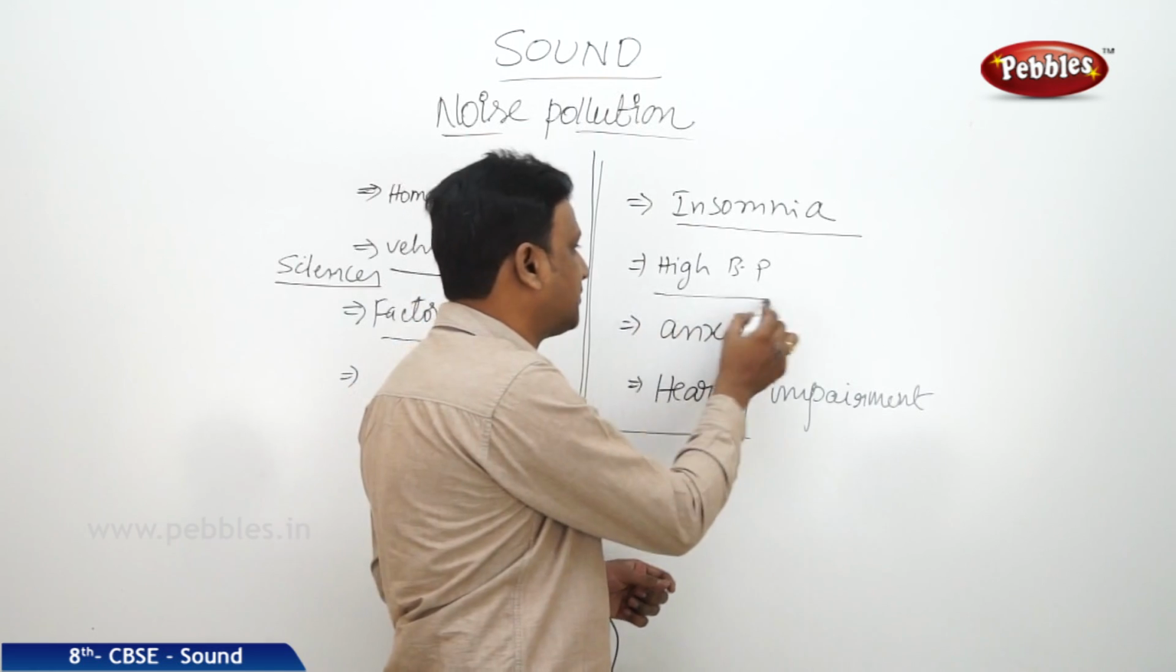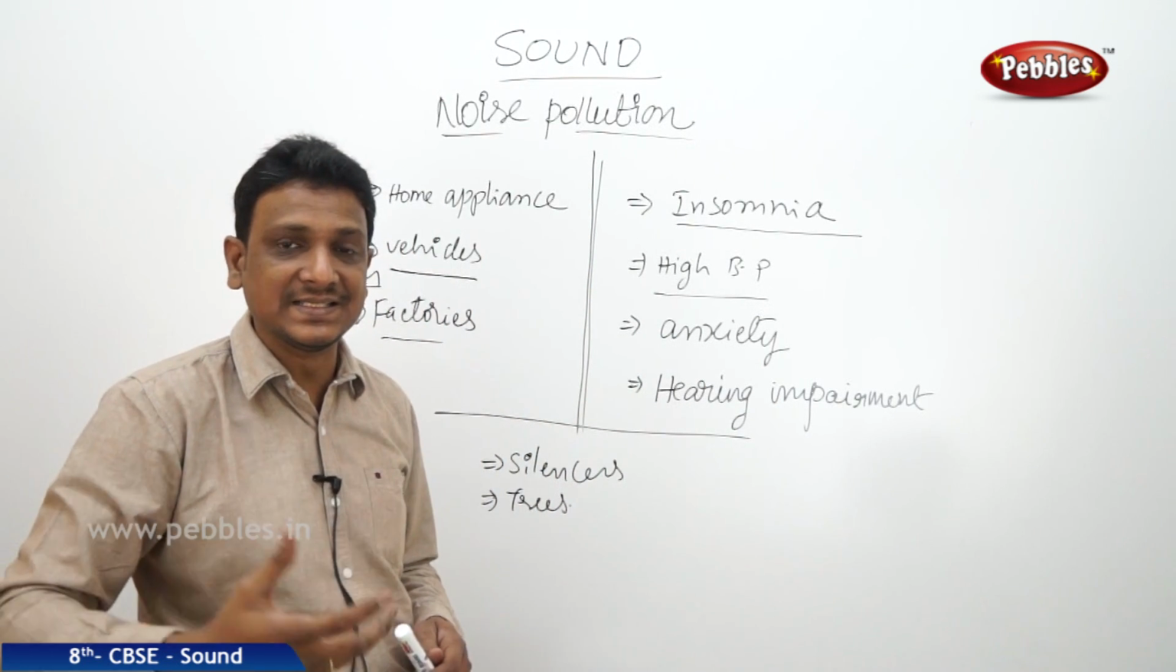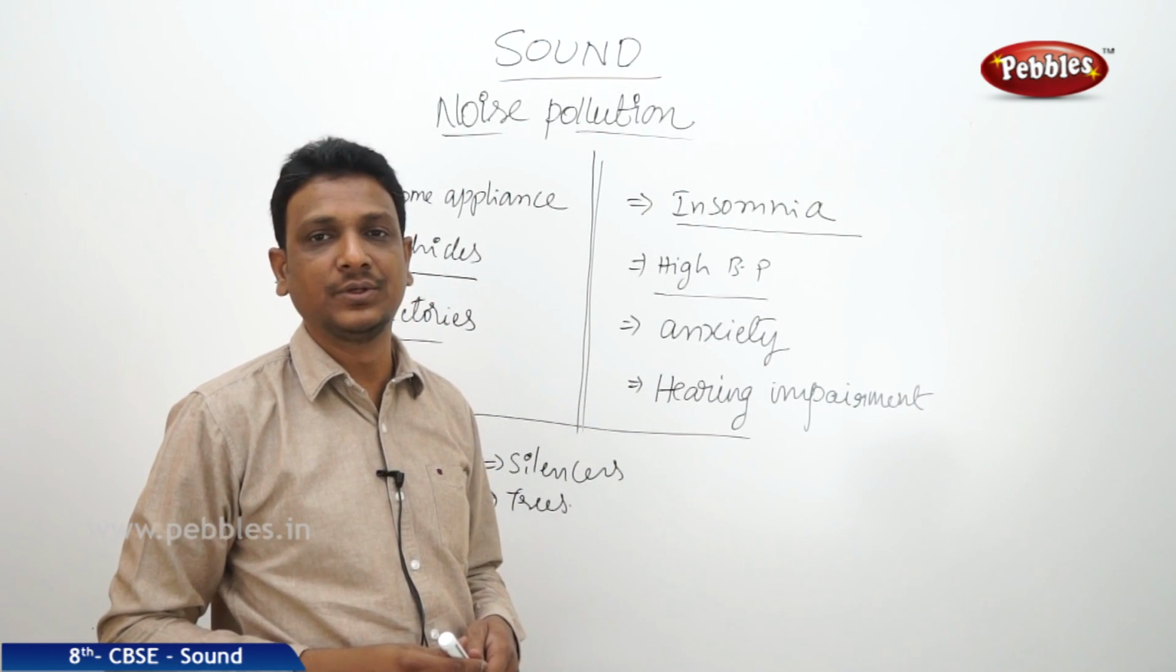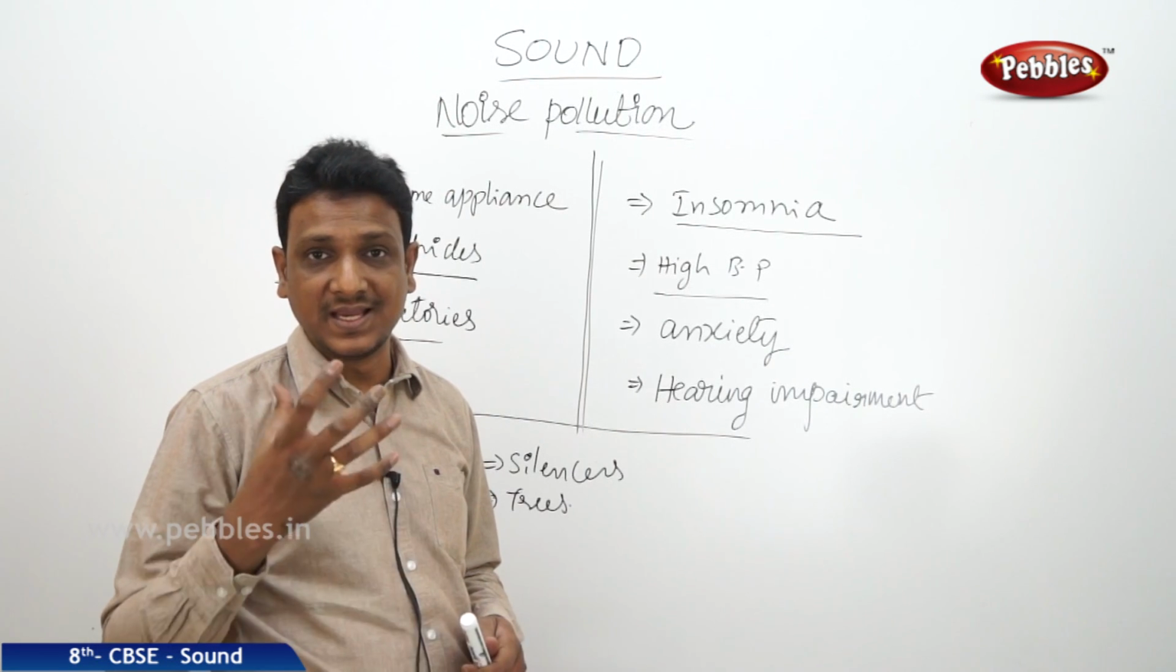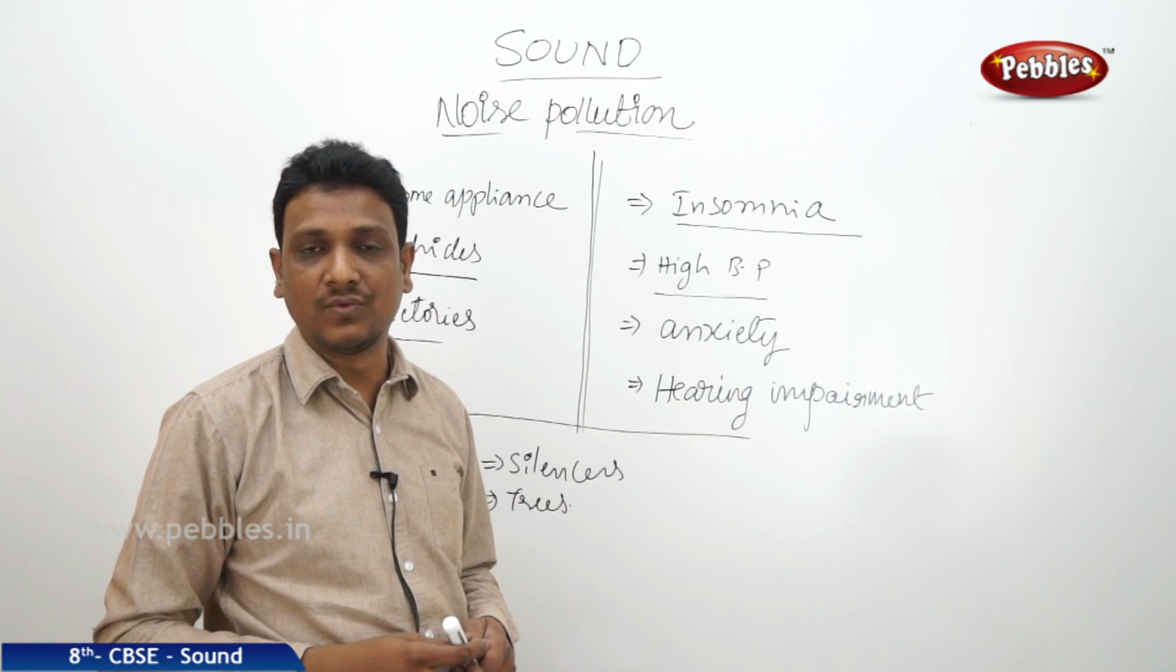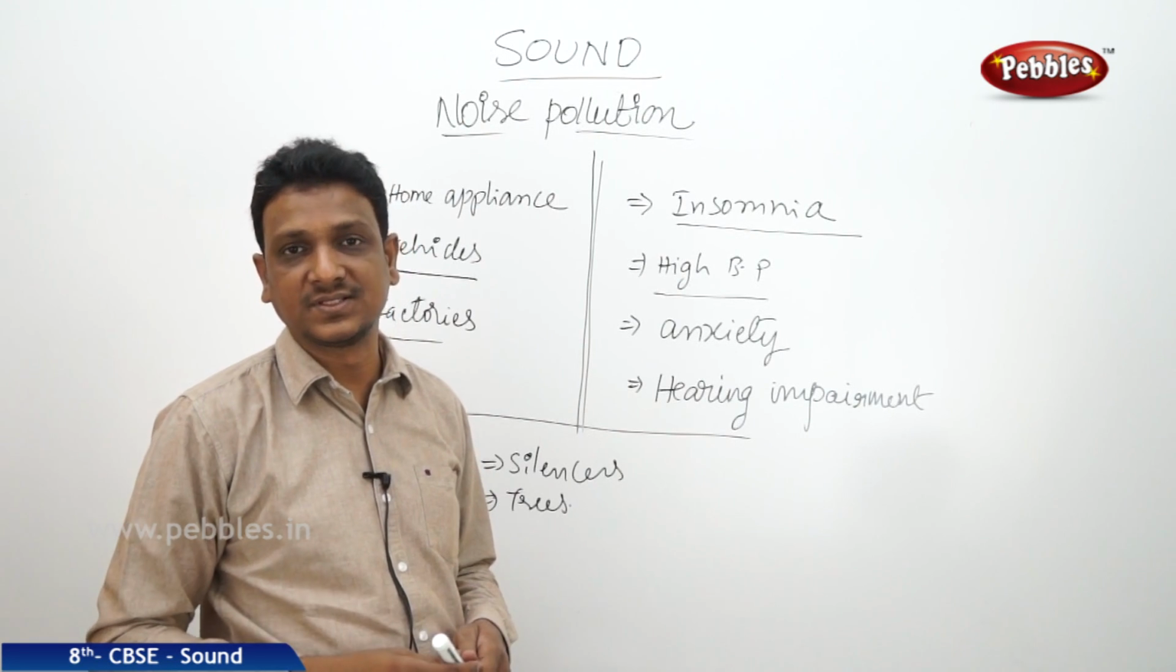Second thing, high blood pressure. The blood pressure increases. It may lead to heart failure, or it may damage other body organs also. It may cause us severe headache, fainting, nausea, vomiting. So many other kinds of symptoms are seen.